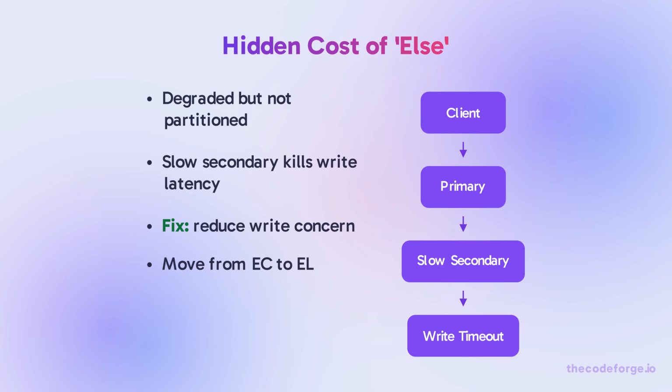PACELC assumes the else case is healthy. But what if a secondary has a slow disk? Writes with w:majority wait for that slow secondary, spiking latency. The fix is to reduce write concern to w:1, moving from EC to EL for those writes.